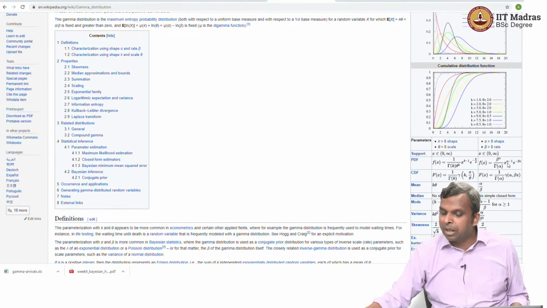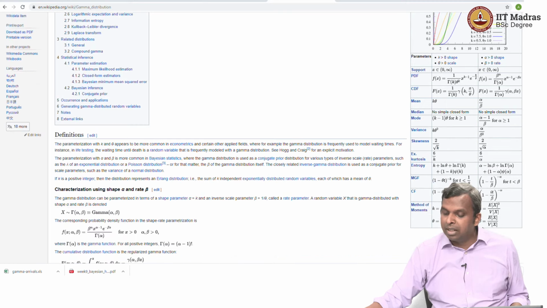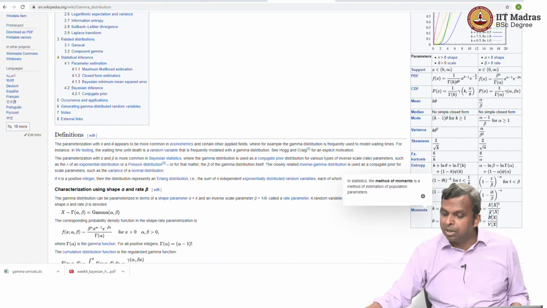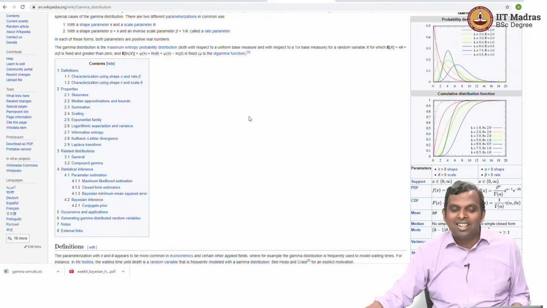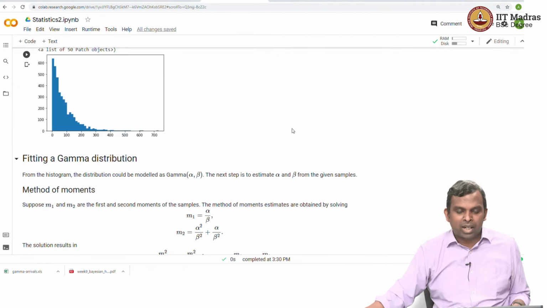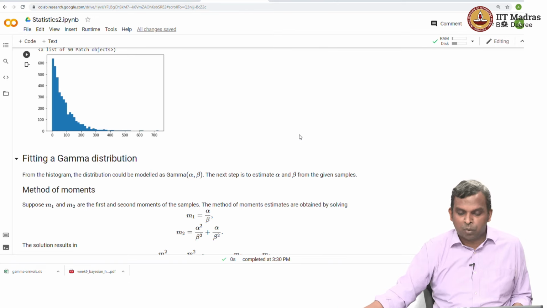There are two different ways to parameterize it. Alpha, beta is what we're looking at. The mean is alpha by beta. The variance is alpha by beta squared. All of these things are there, even the moment generating function. There's even a method of moments. Look at the various shapes. So there's no need to panic and worry. Of course, in an exam you won't have access to all this, but we will give you the necessary information, so don't worry too much about it.